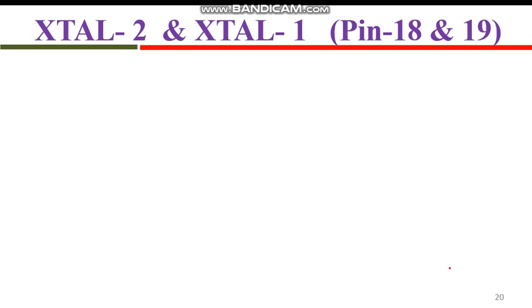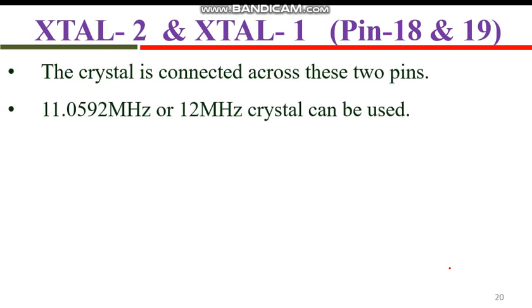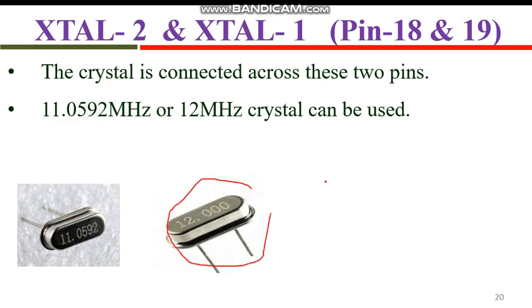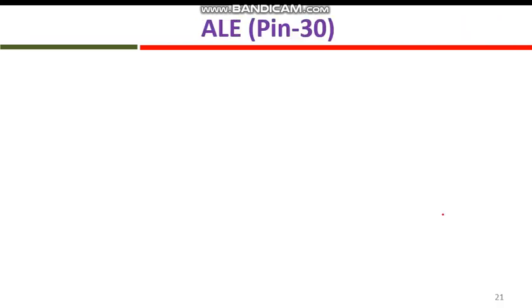Then there are two pins for connecting the crystal. They are X2 and X1. So we connect the crystal across these two pins. The crystal can be of value 11.0592 megahertz or 12 megahertz. This is the crystal 11.0592 megahertz, and you can see here the crystal of 12 megahertz value. And in this way we can connect the crystal across X1 and X2.